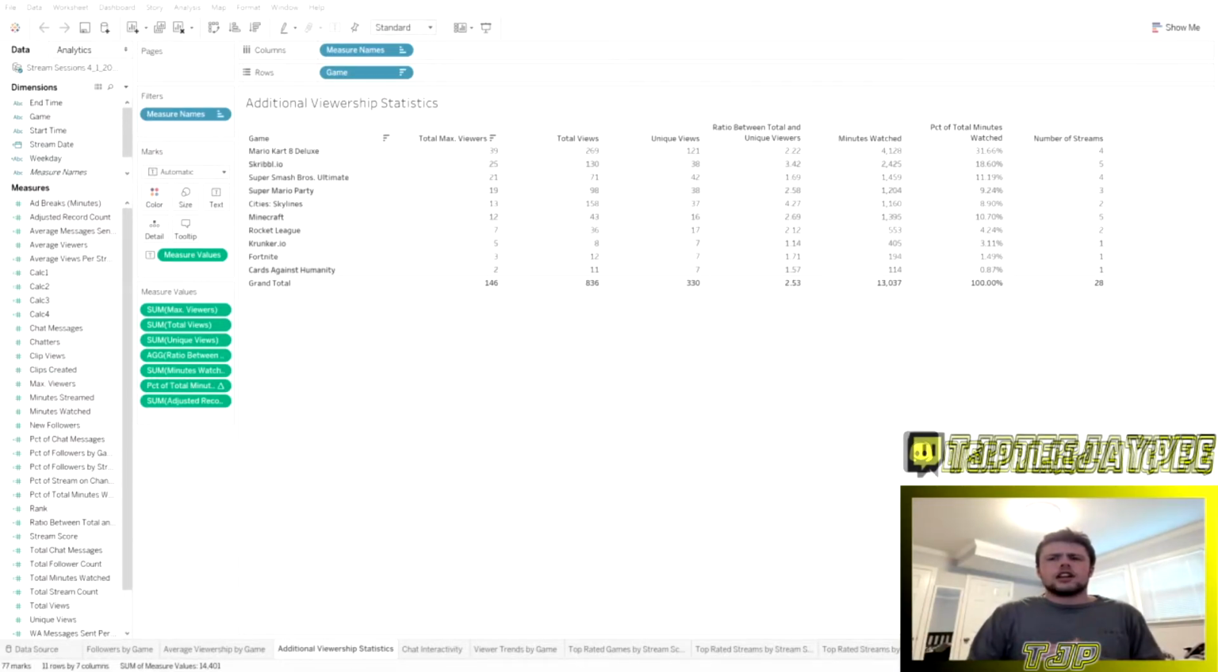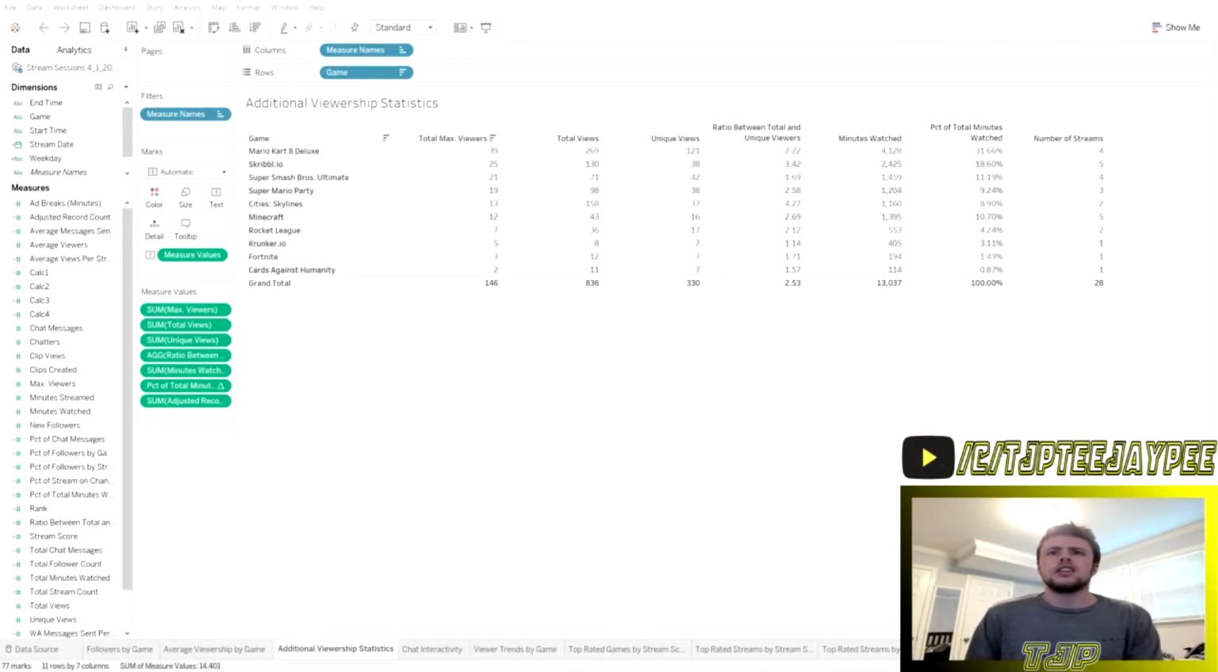Here's another chart that I made going off viewership statistics. The first 3 columns come straight from Twitch. The next one right next to it, the ratio between total and unique viewers, I made. So basically, for every unique viewer, this is how many total views I'll get. If we're looking at Mario Kart 8 Deluxe, for every one unique viewer, I expect to see 2.22 total views. Not a great calculation, just a supplemental one that I wanted to put in there.